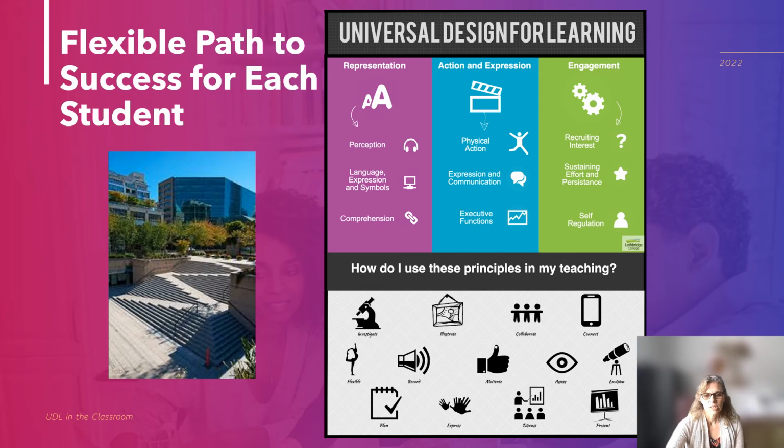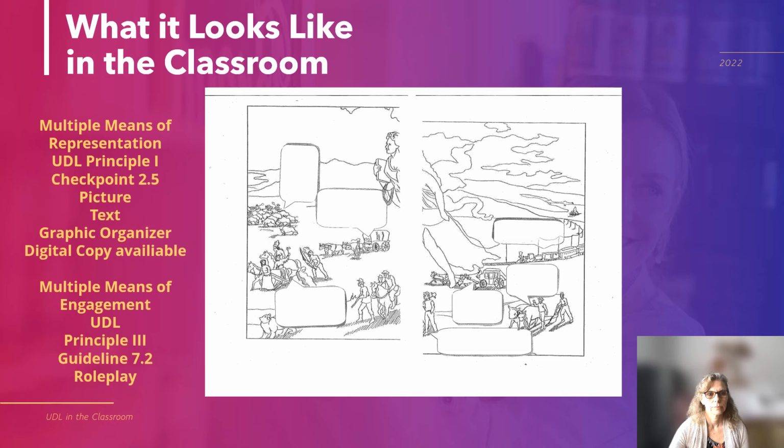So how do I use these principles in my teaching? I will give you an example here shortly. In my classroom, one thing I did was a multiple means of representation and a multiple means of engagement. First, in the textbook, we had a reading about manifest destiny and the migration that took place. Then we put up on the screen the image of manifest destiny, the picture created by Gast, and talked about it a little bit.